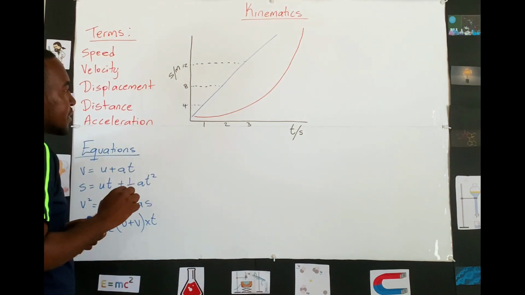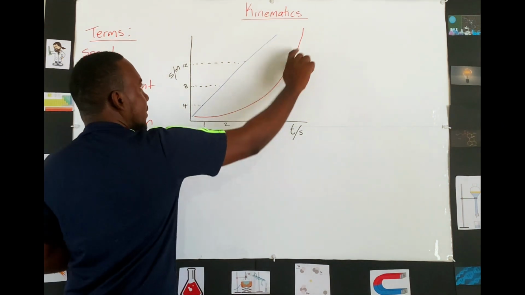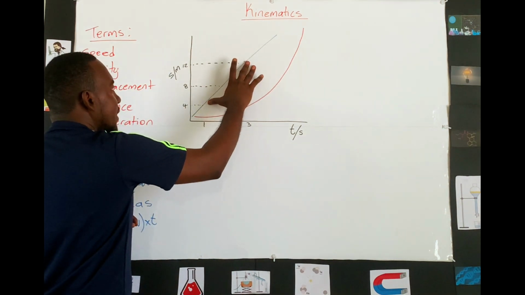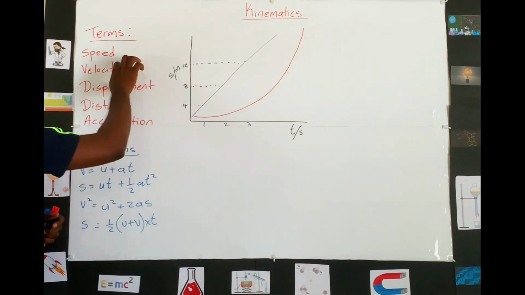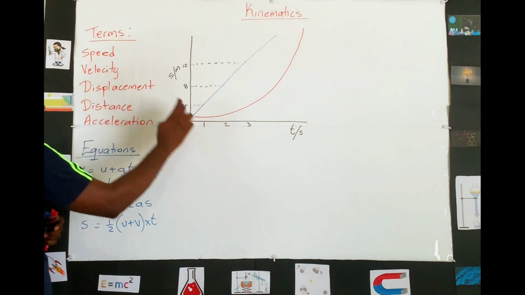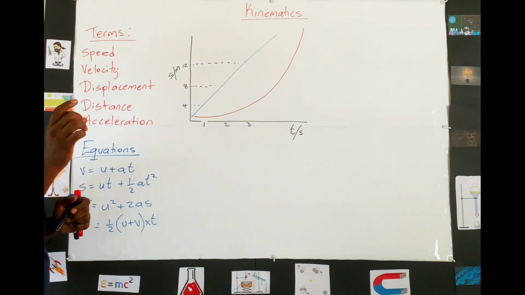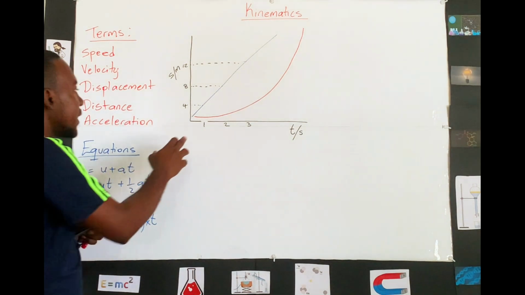Now, this red curve is different. What it tells us is the object is moving, but it's not moving at a constant speed or velocity. This blue line represents constant speed or velocity. This red line means the object is changing speed and velocity at different intervals.